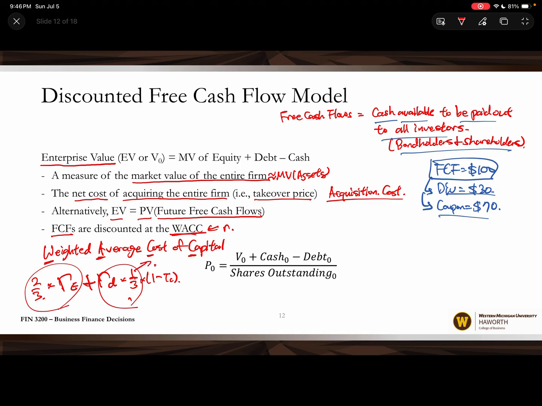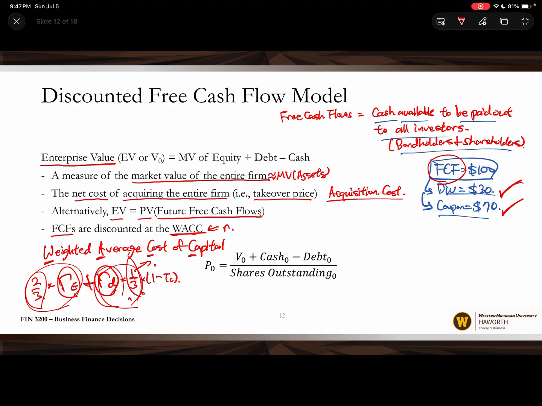Again, conceptually, this is because free cash flows go to both shareholders and bondholders. So we're going to capture the amount of risk that these classes of investors face. We're going to use RE, the risk that equity holders face, and RD, the risk that the bondholders face, and take the weighted average. Okay, weighted average cost of capital.